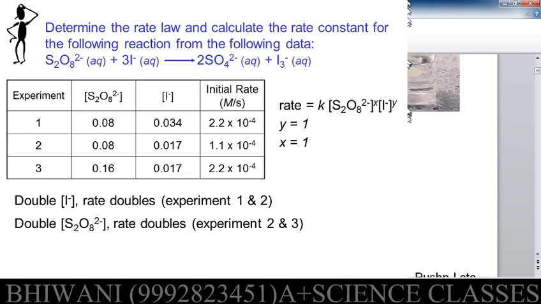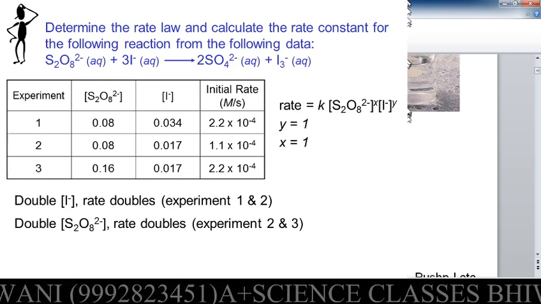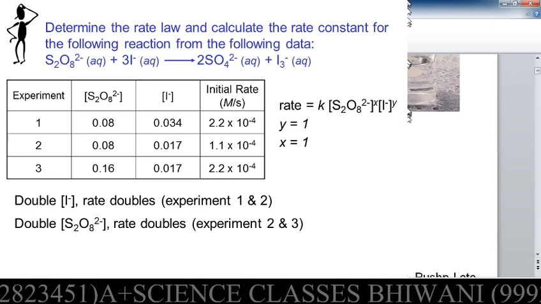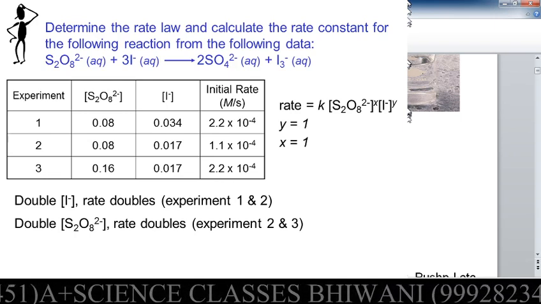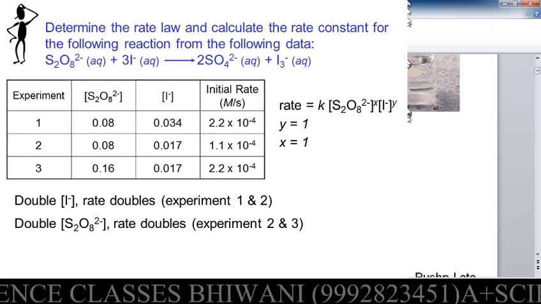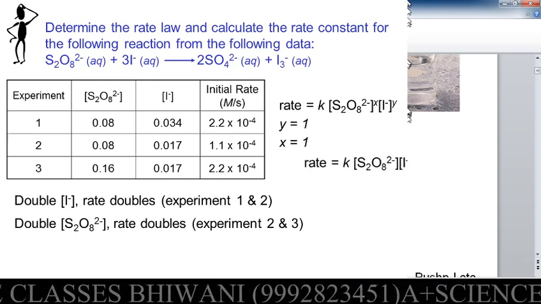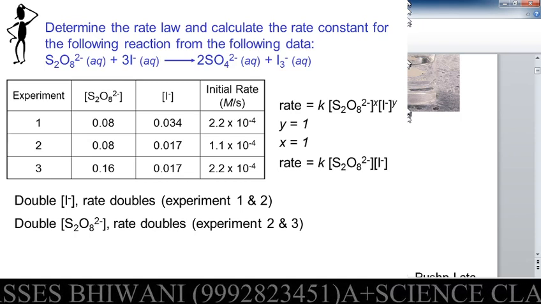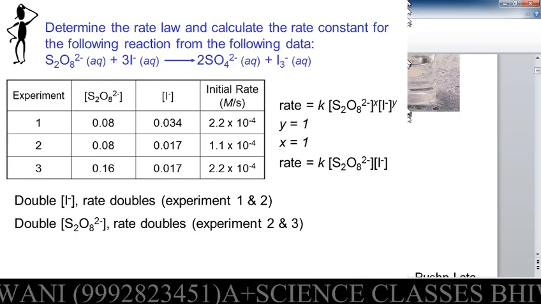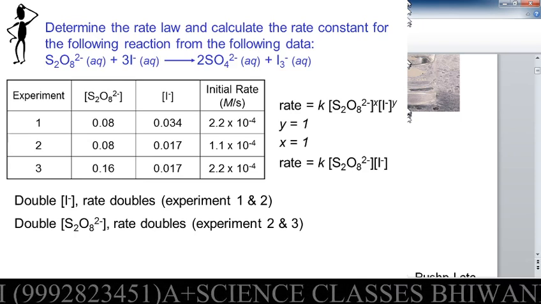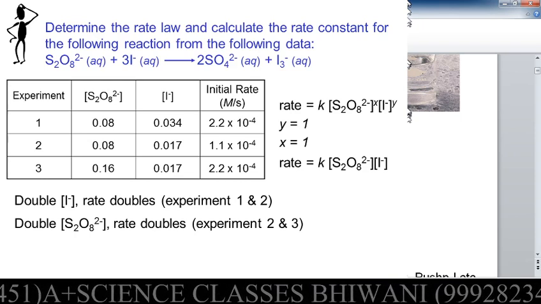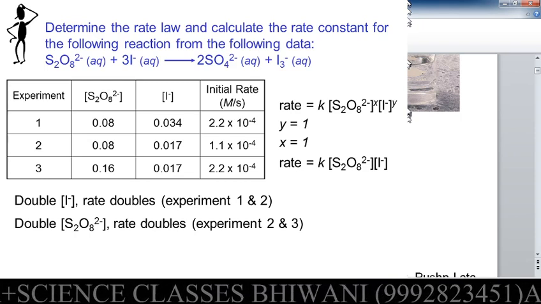Clear? Or you may say that the reaction is first order in terms of S2O8, first order in terms of I negative or iodide, and overall the reaction is of second order because the sum of x and y becomes 2. Clear? So this one is our expression of rate law. Up to this point, we are able to write down only the rate law.